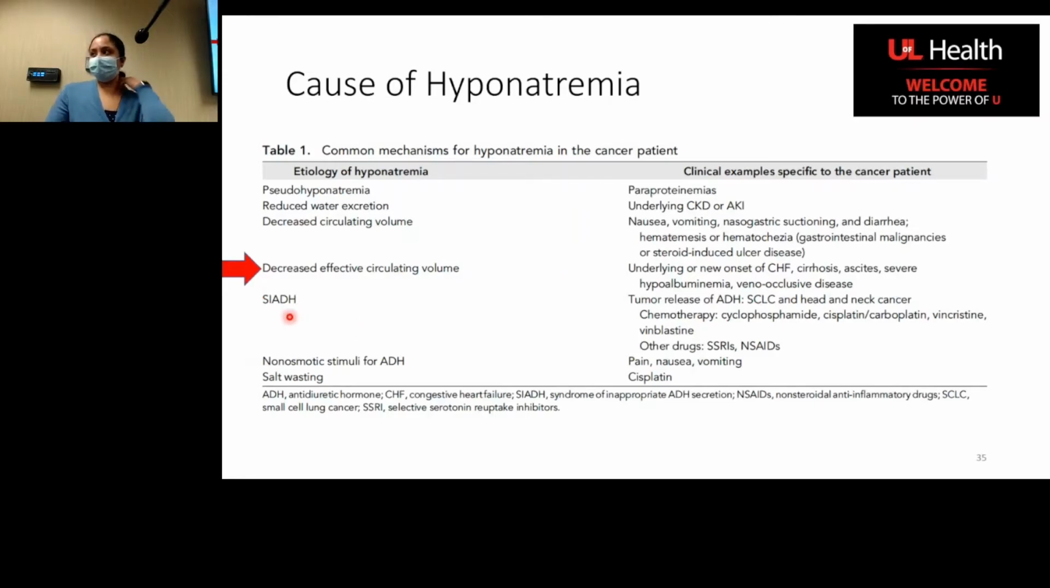SIADH, just in general, is the most common cause of hyponatremia, maybe because of tumor release of ADH itself, especially in small cell lung cancer. Again, those are the ones, so far in my experience, that are the most difficult to treat. And then from head and neck cancers too. These patients also have a non-osmotic stimulus for ADH, like pain, nausea, vomiting, pretty much all the time. And then cisplatin can cause salt wasting.